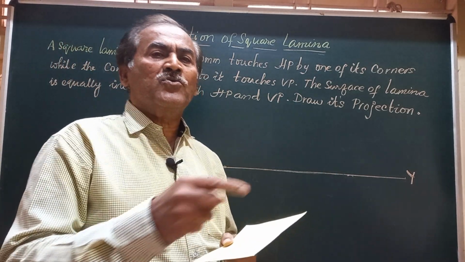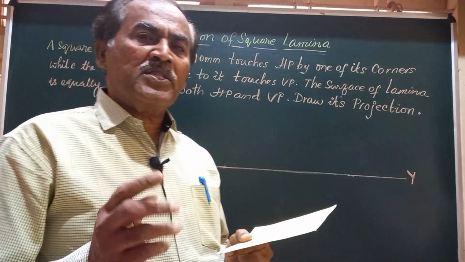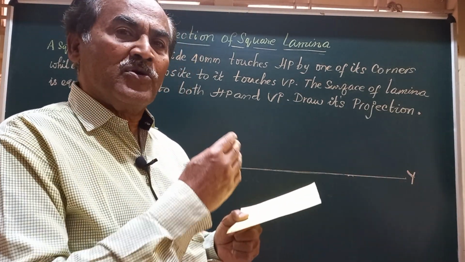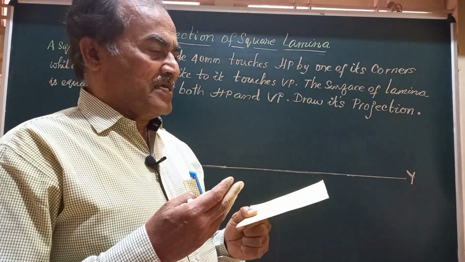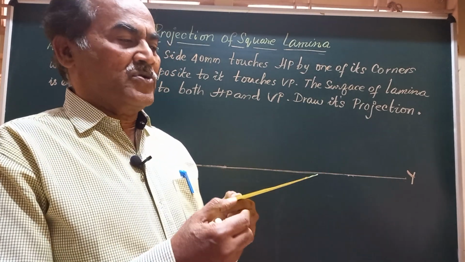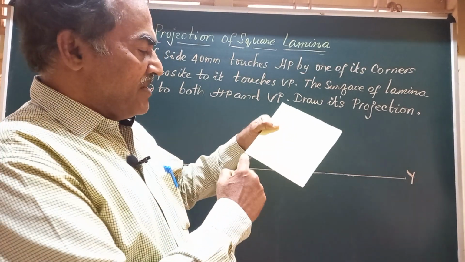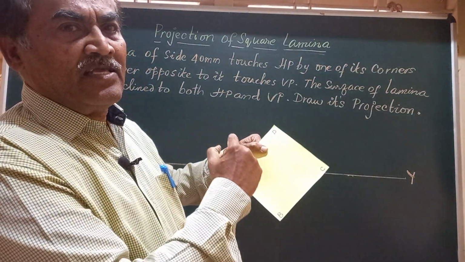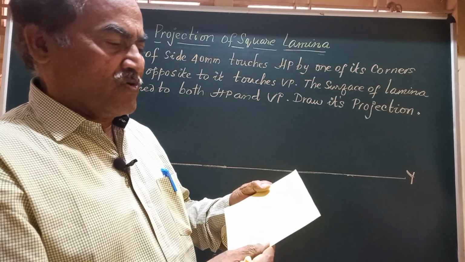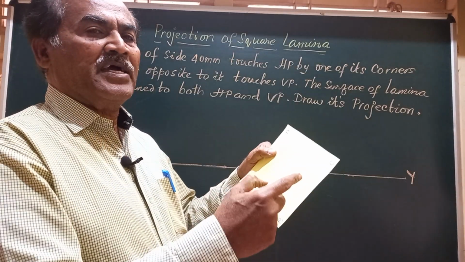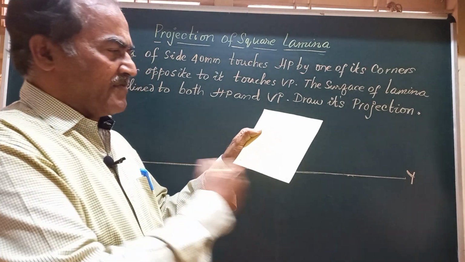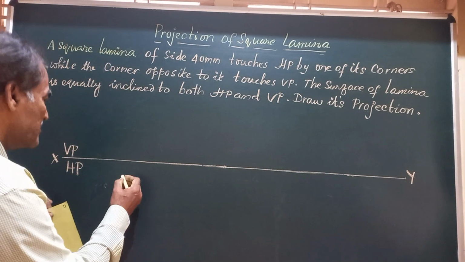In the top view, you get a square with all the four sides of the lamina equally inclined to VP. And in the front view, you get a horizontal line. Maybe if you keep like this, you will get the diagonal as the length of the front view. So let me write this square in the top view with one of the corners A coming to the left side of the observer.